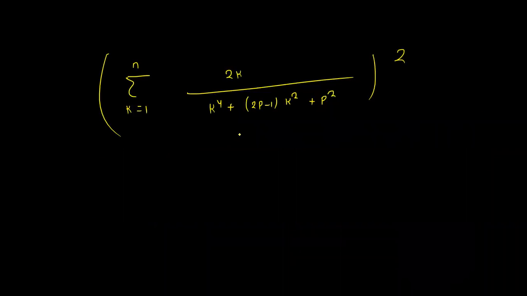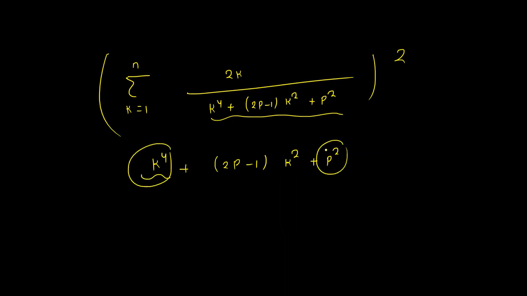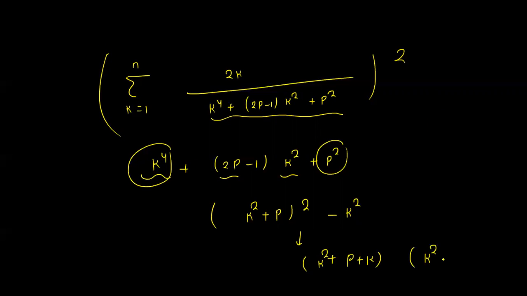So first of all we simplify the denominator: k to the power 4 plus (2p minus 1) times k square plus p square. So here the terms k to the power 4, p square and 2p k square suggest we can make a complete square out of it. So it will become (k square plus p) whole square minus k square, and you can factorize this as (k square plus p plus k) multiplied by (k square plus p minus k), in this way.